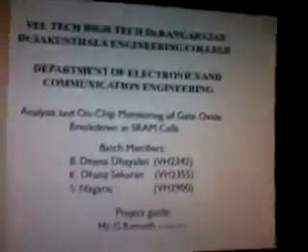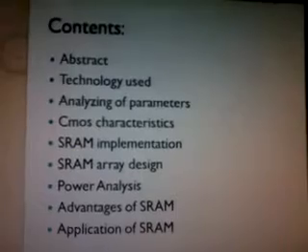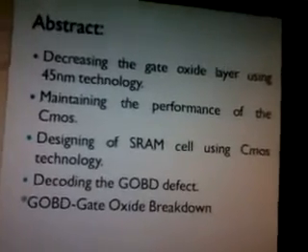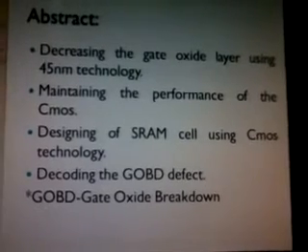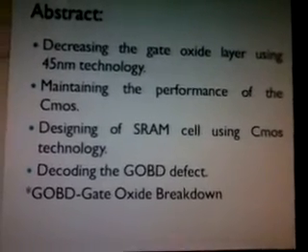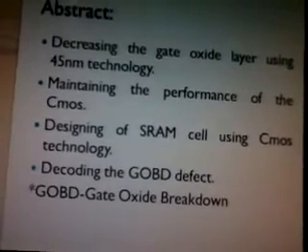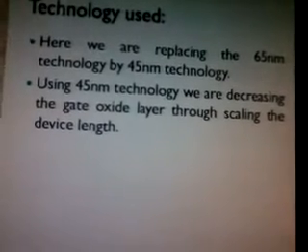This is my project. The content I am going to discuss is displayed here. The abstract is gate-oxide breakdown layer using 45 nanometer technology, maintaining the CMOS design and SRAM cell designing, and maintaining the SRAM cell with the SRAM array. The technology we are using here is 45 nanometer technology, which we replaced from 65 nanometer technology.